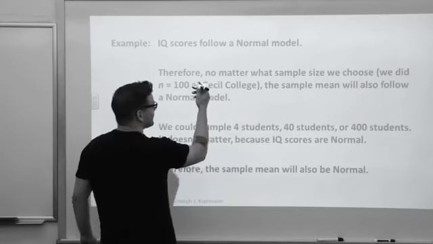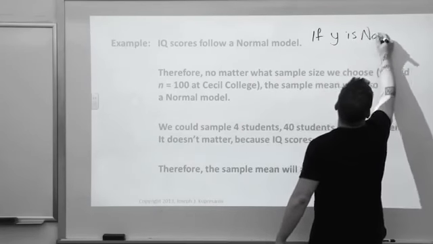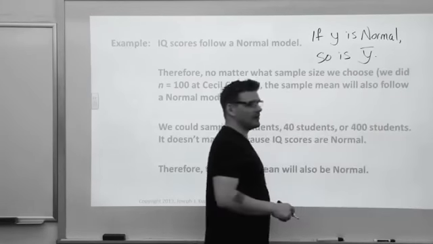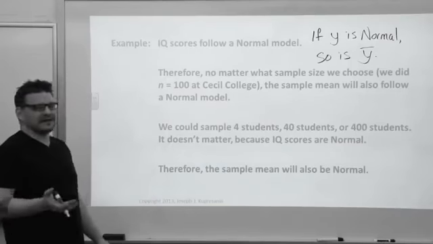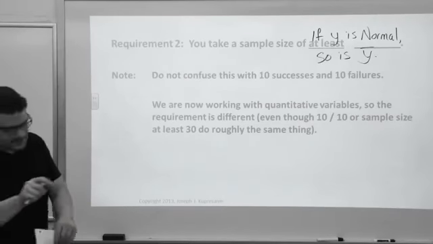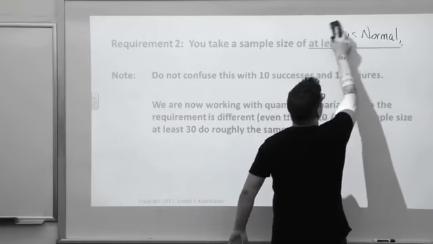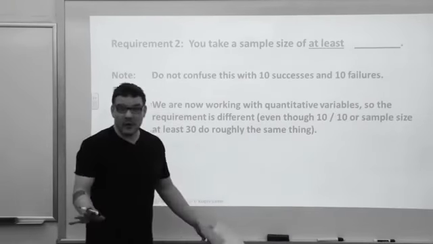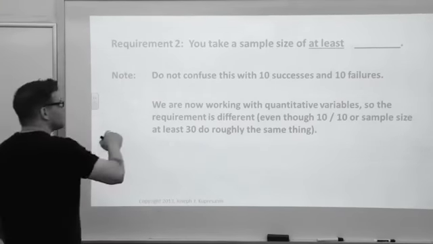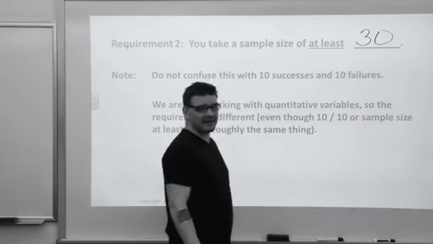Let me summarize this. If y is normal, so is y bar. That's the easy way to get there. If y is normal, so will be y bar. How about the other way? Not every variable is normal. Just because we're working with quantitative data, that doesn't mean the variable will follow a normal model. Requirement 2: if you take a sample size of at least, we'll say 30.